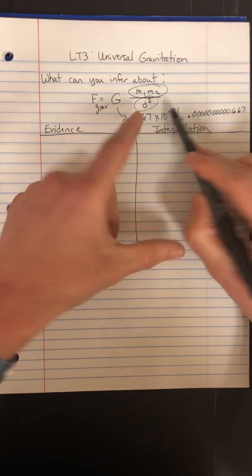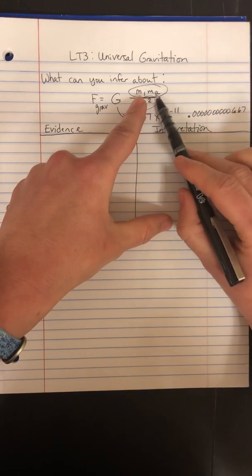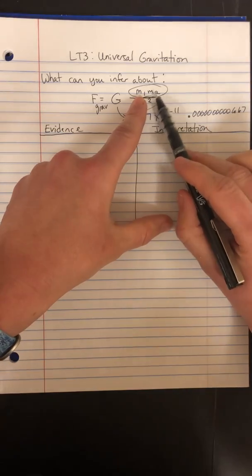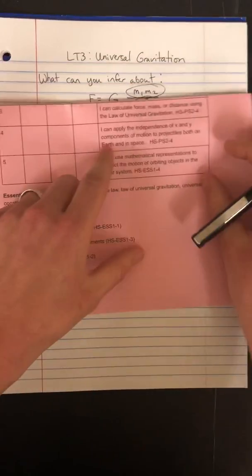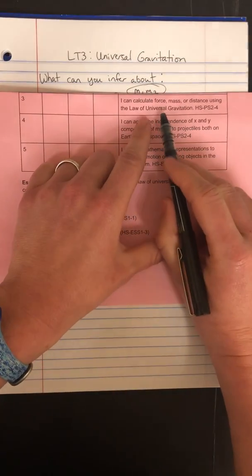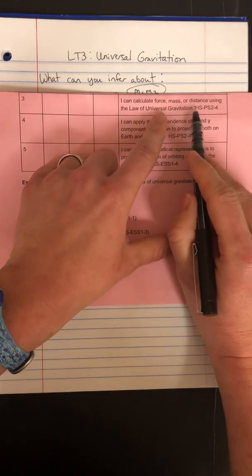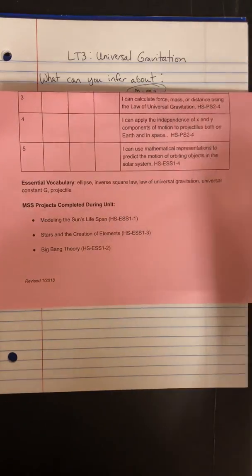The farther you get apart, the weaker the force, and then bringing in the masses from target 1, where we figured out bigger mass, bigger weight, bigger force. All right, so technically, on your pink sheet, on your tracker sheet, it says you can calculate force, mass, or distance using the law of universal gravitation.